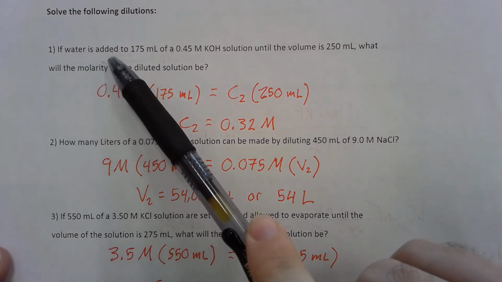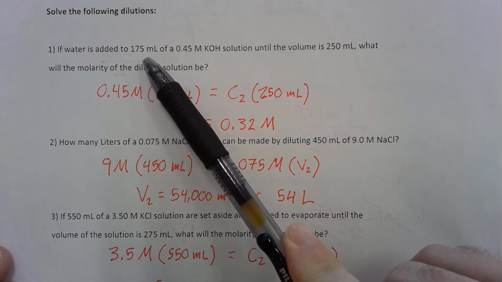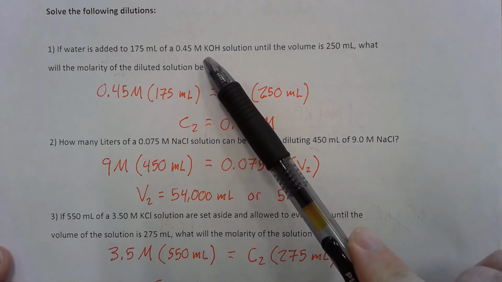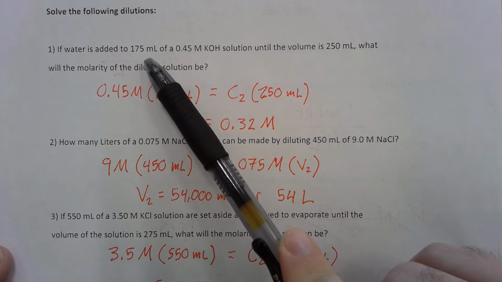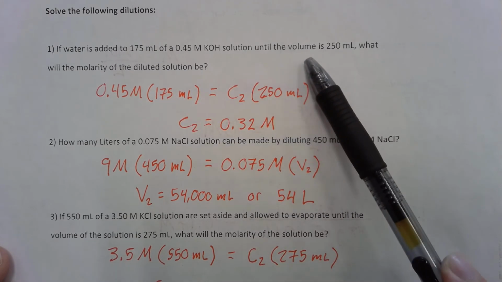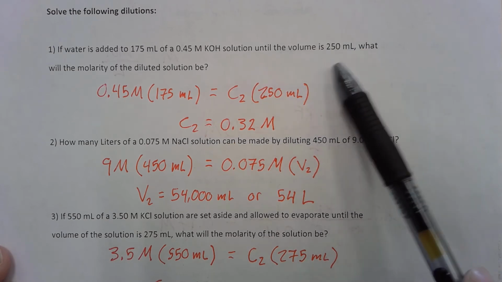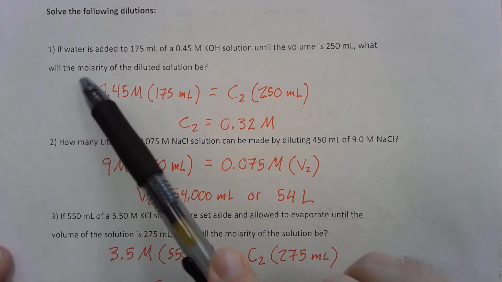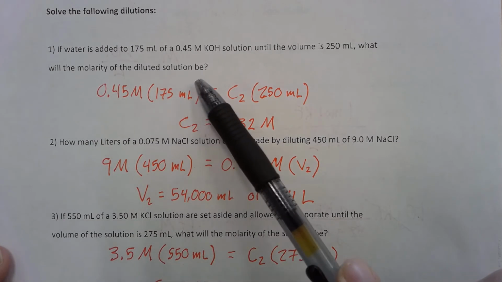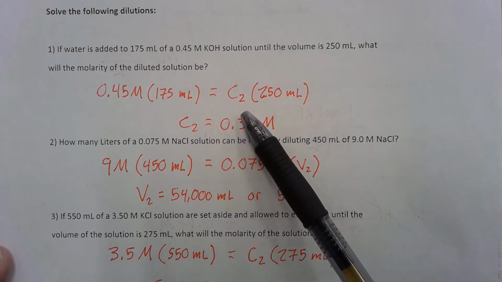So if water is added to this number for the volume, you know that this is going to be the original volume, and this is going to be the original concentration because it says of A, so those are together. Until the volume is 250. Until the volume shows that this is going to be volume 2, the final volume. And what will the molarity of the diluted solution be? That tells us that we're looking for the second concentration, which is C2.